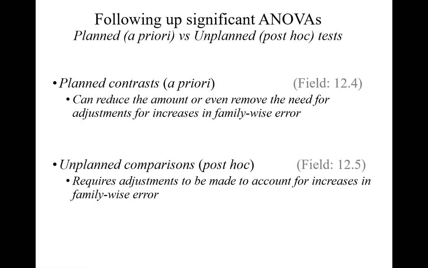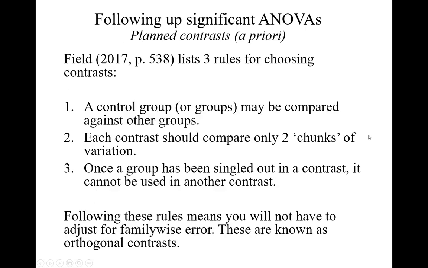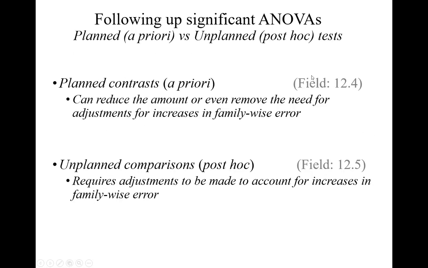Sometimes we can just not have to make any adjustments. The only real way you can do this is to do some orthogonal planned contrasts, which we'll talk about in a moment, and then you don't need to make any adjustments at all. Otherwise, if you do post hoc tests, or a certain number of contrasts which are not orthogonal, then you have to make some sort of adjustments, or SPSS will make some adjustments for you. There are sections on this, and it's probably worthwhile having a good look at them as well.